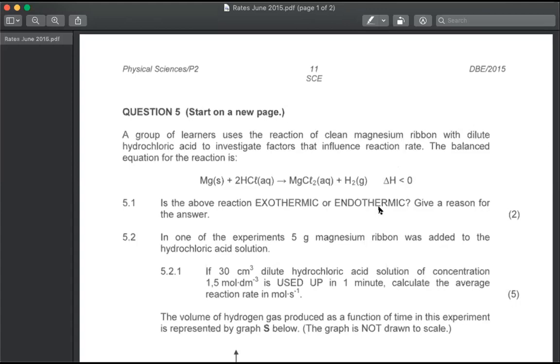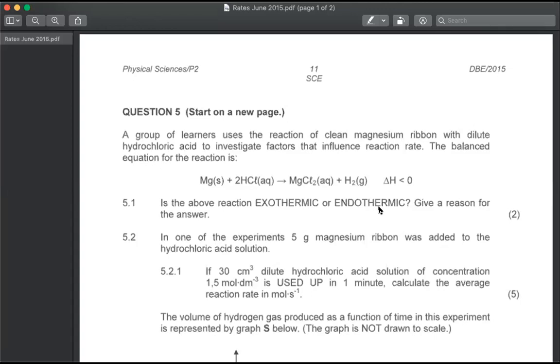Okay. 5.2. In one of the experiments, 5 grams of magnesium ribbon was added to the hydrochloric acid solution. If 30 cm³ of dilute hydrochloric acid solution of concentration 1,5 mole per dm³ is used up in 1 minute, calculate the average reaction rate in moles per second. So we have to calculate moles per second. So how are we going to do that?